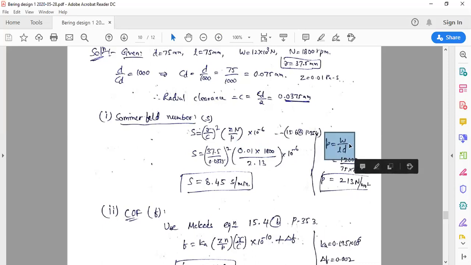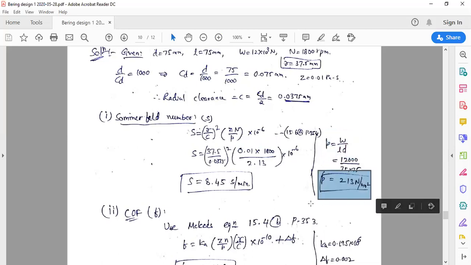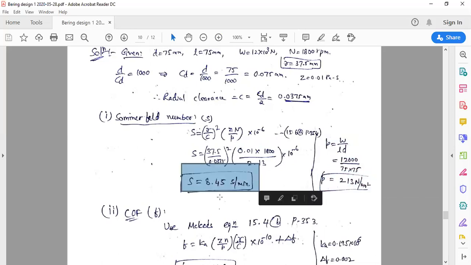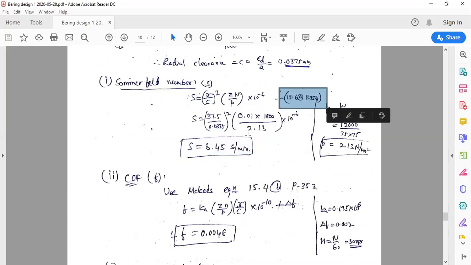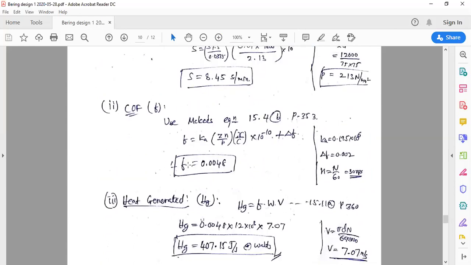Pressure is given by W divided by L into D, that is, radial load divided by length of the bearing multiplied by diameter of the shaft. W is 12,000 newtons divided by 75 mm length and 75 mm diameter. So the pressure we get here is 2.13 Newton per mm square. Substituting all the values, the S value is 8.45 per minute, and that is the Sommerfeld number. There is one more equation, 15.6b, that you can also use to calculate it.